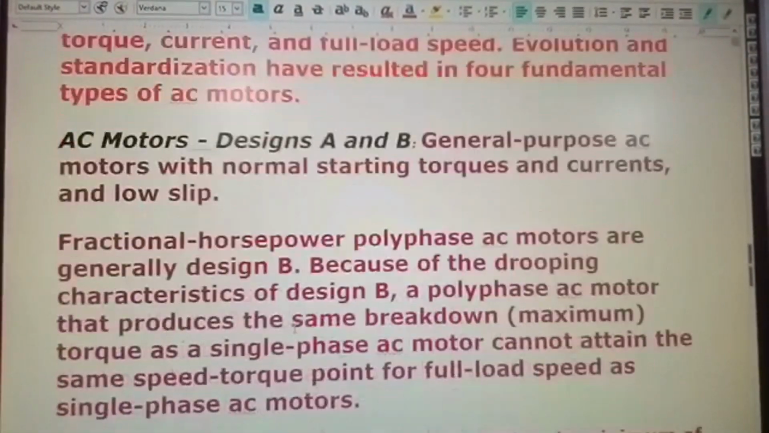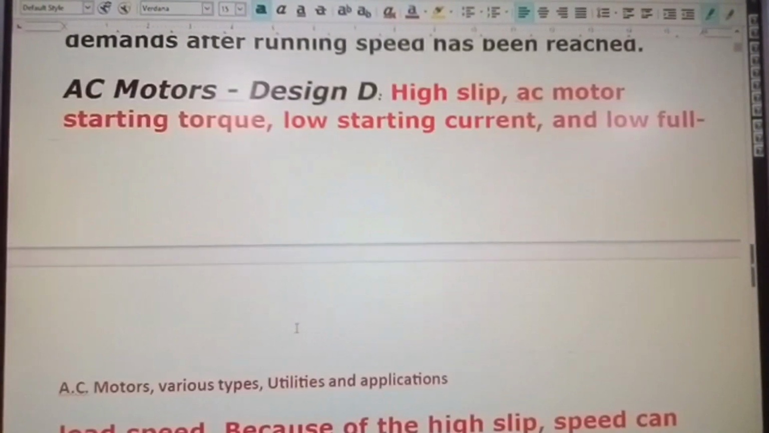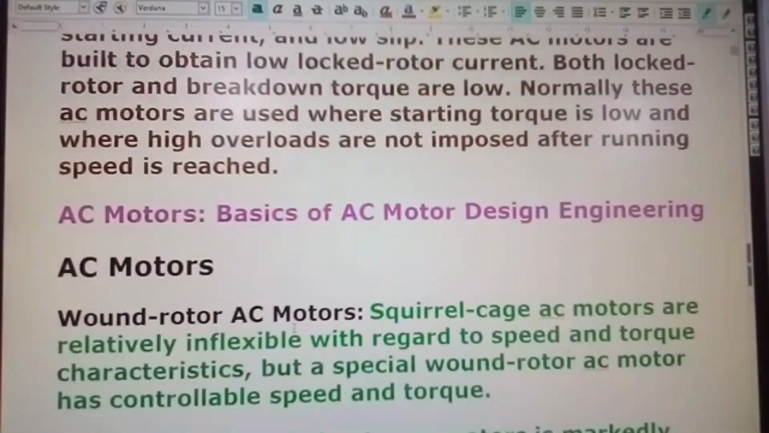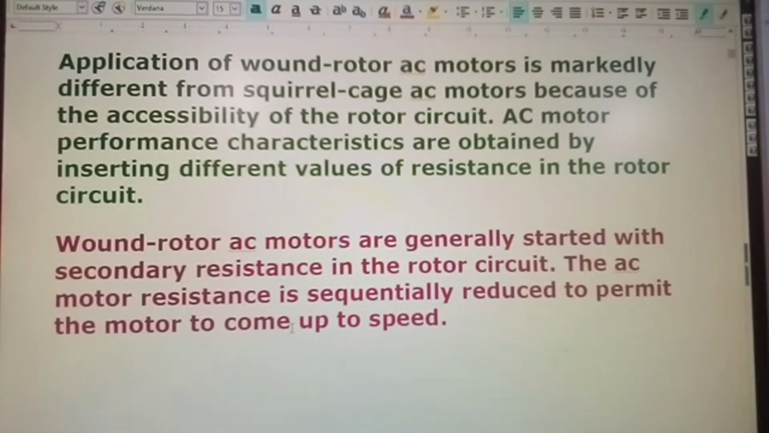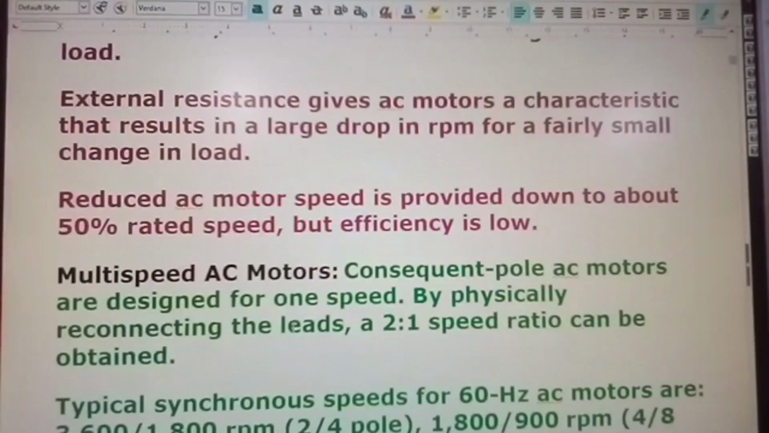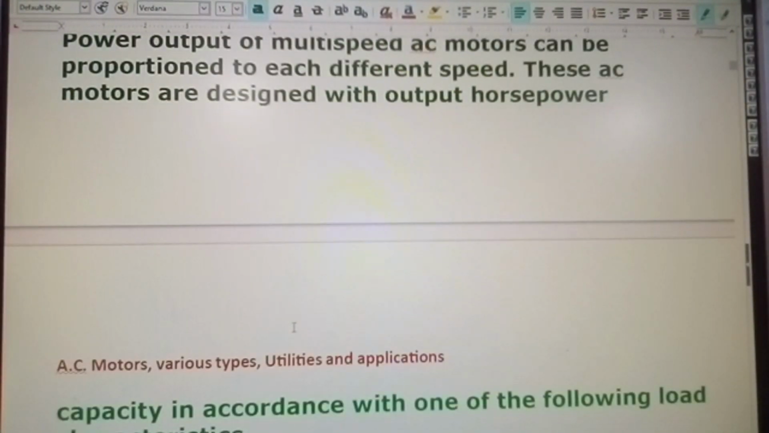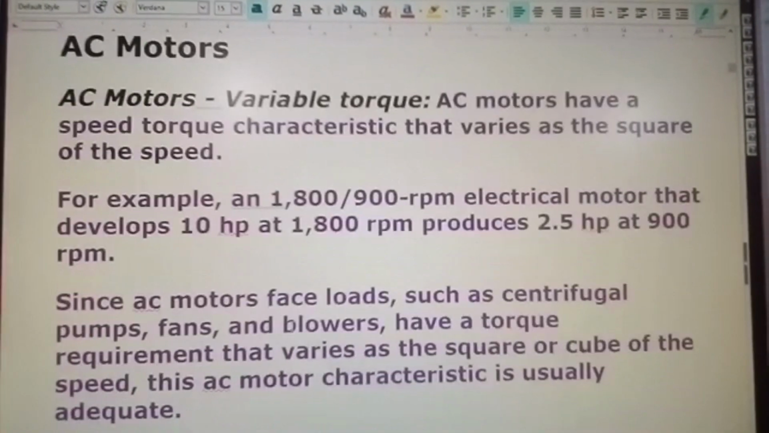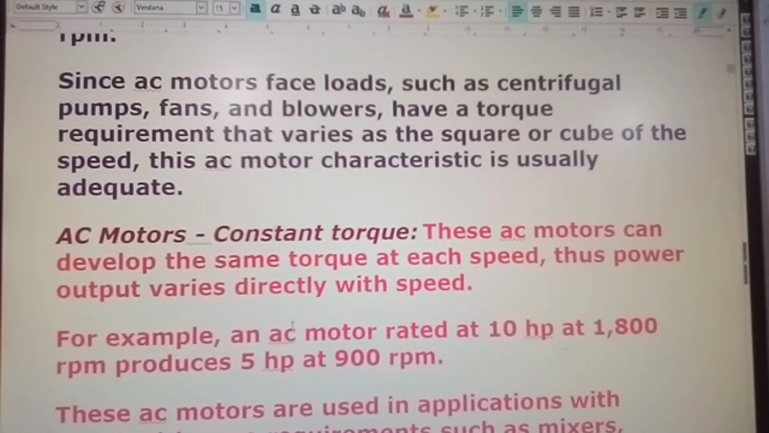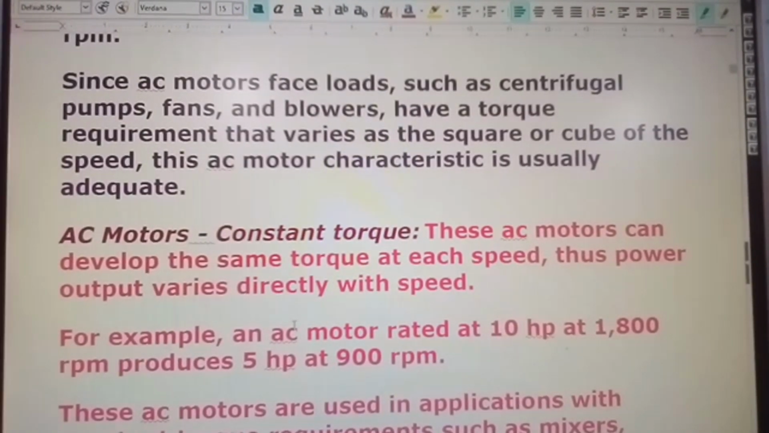Okay, so let me just go back down, and make sure that I have all my pages in place and that I know where I'm going to stop. Now this is session 1, okay, and I repeat, this is session 1 of AC motors various types and utilities.